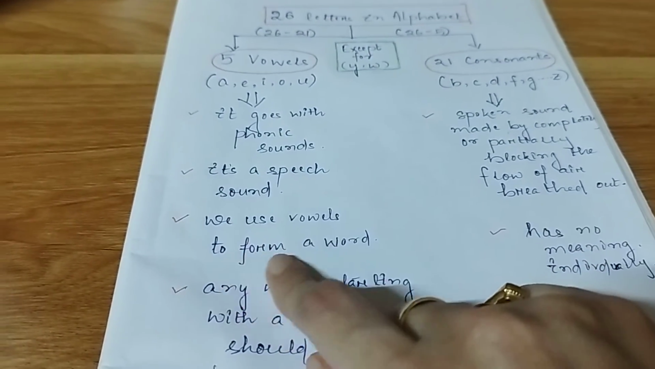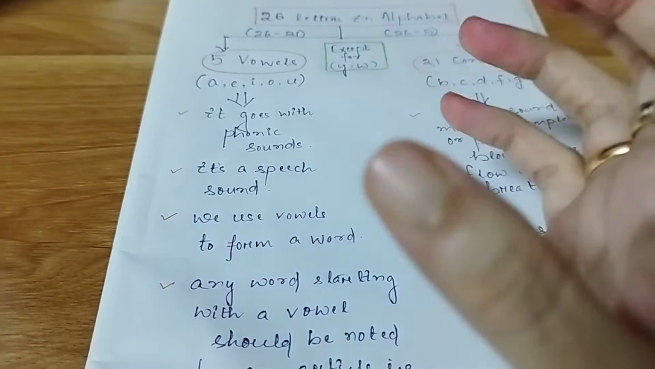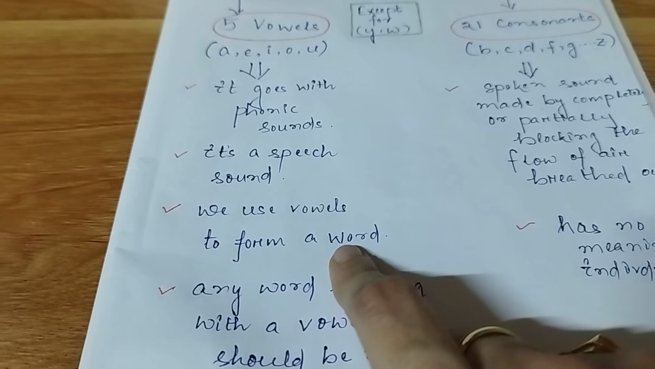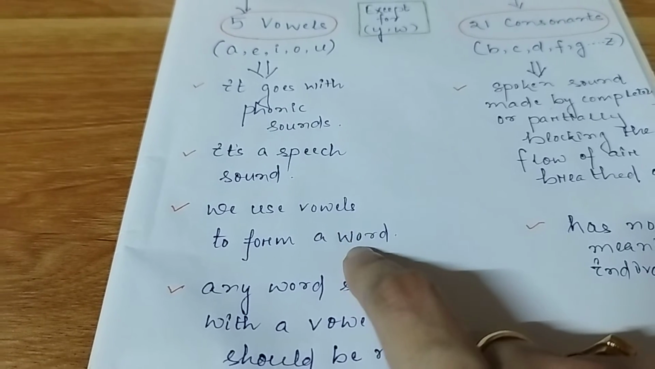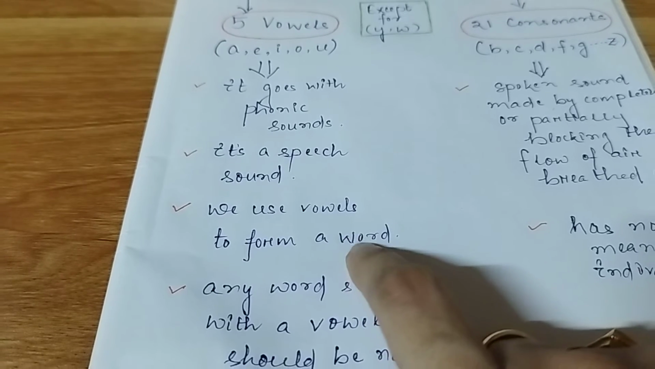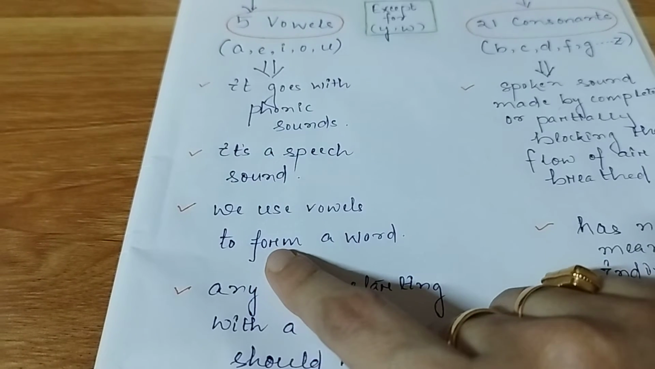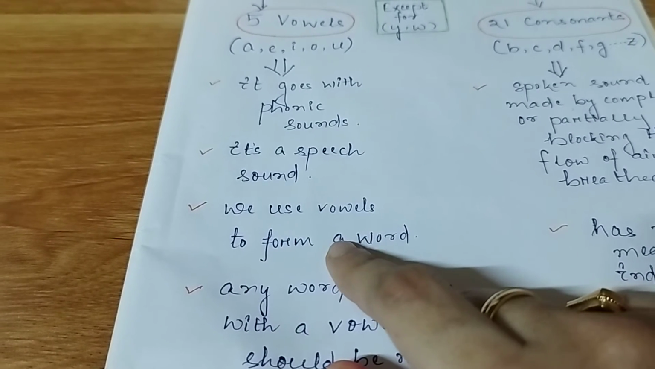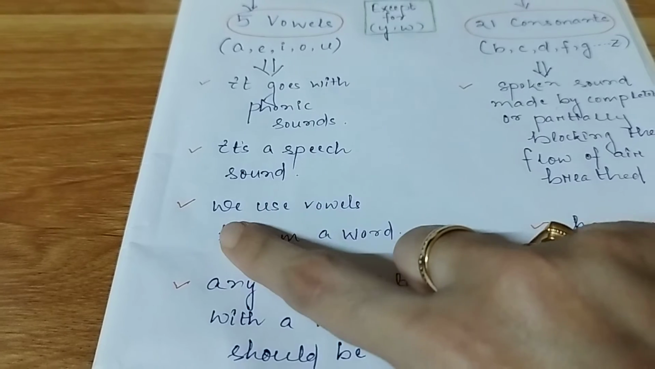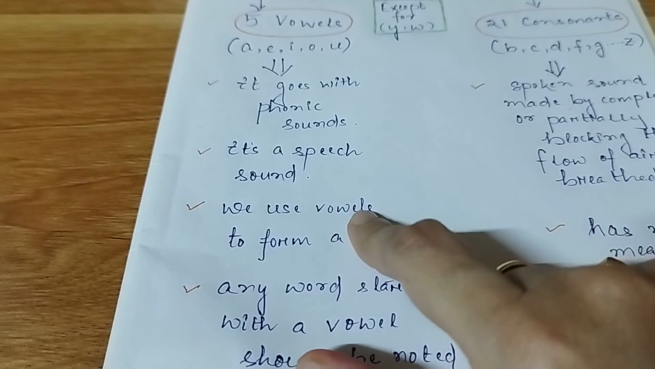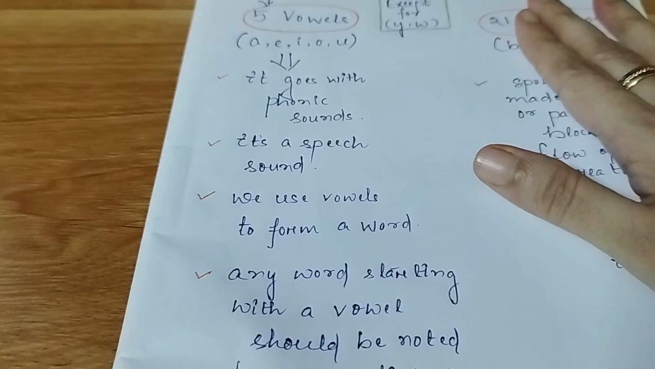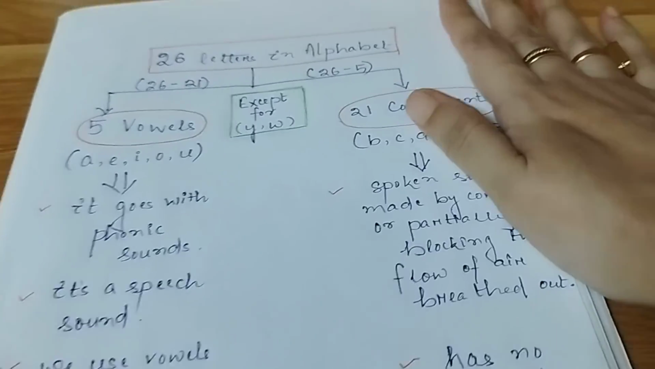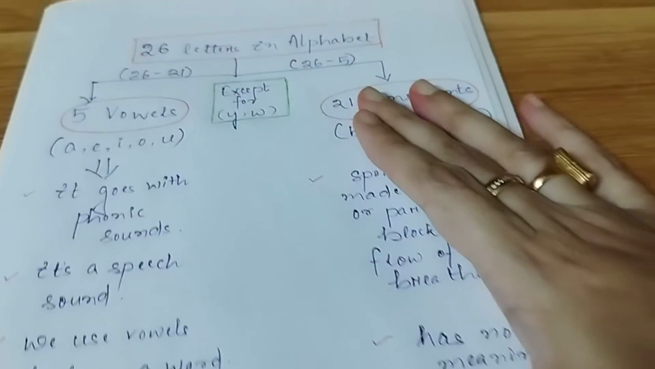we use vowels to form a word. To form any sort of word, wherever you look, we are using a vowel. When you use a vowel, it has a meaning. Like in "of", "form", "to", we use a vowel O. Here we use a vowel A, here also E, here O, E. So each word you see which has a meaning must have vowels inside it. Otherwise it doesn't have any meaning, simply.